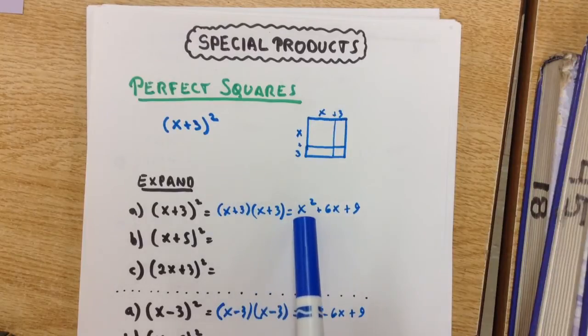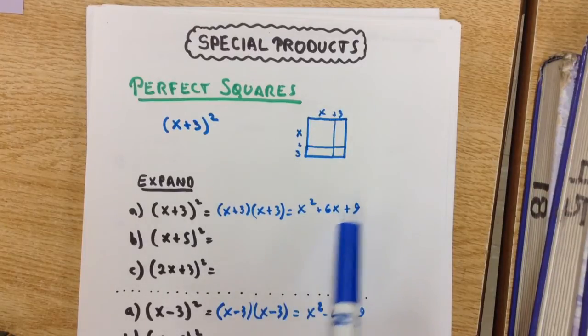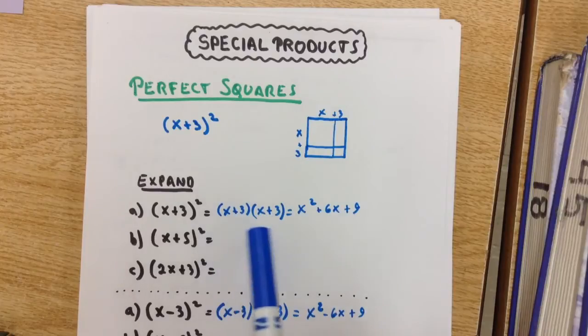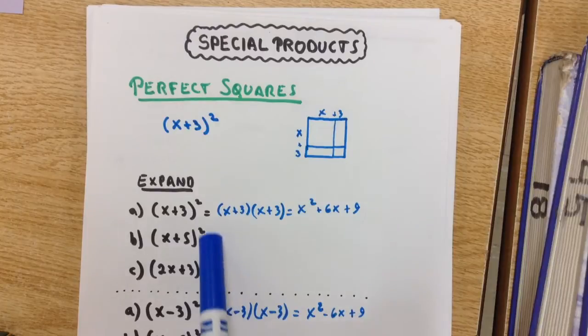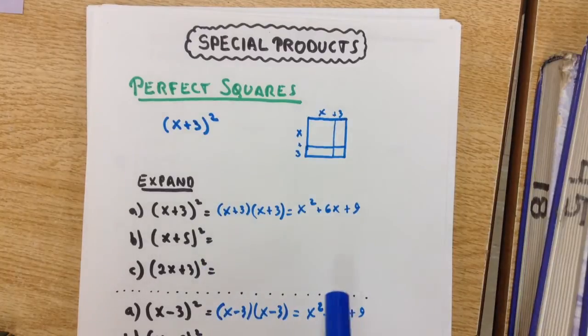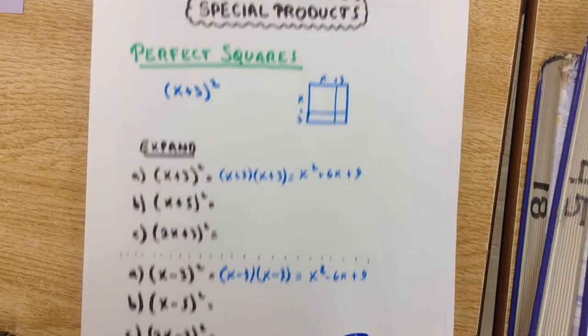x times x gives me x squared. 3 times 3 gives me the 9. I'm then going to go with 3x and 3x, which gives me 6x. Now, I want you to expand the other two over here to get the answer, and then see if you can find a pattern with the signs.